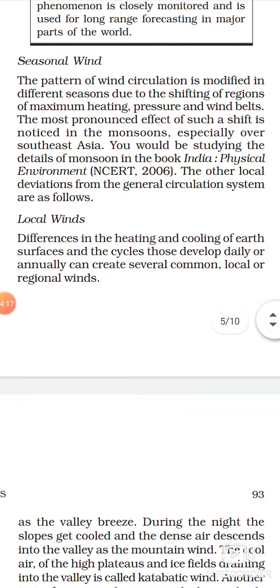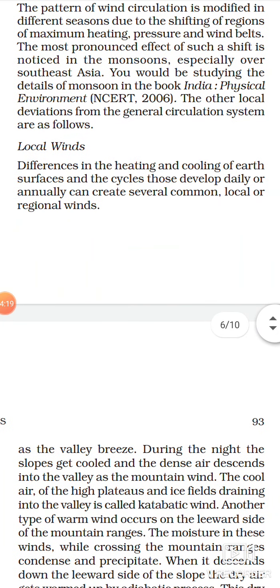Now we have the seasonal winds. The pattern of wind circulation is modified in different seasons due to the shifting of the region of maximum heating, pressure and wind belts. The most pronounced effect of such a shift is noticed in the monsoon. Okay, and monsoon, as we had said, we had discussed. I don't think we have discussed it in detail.